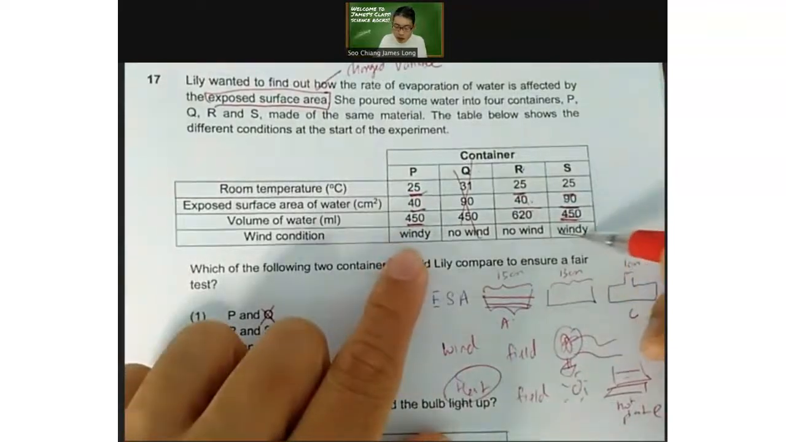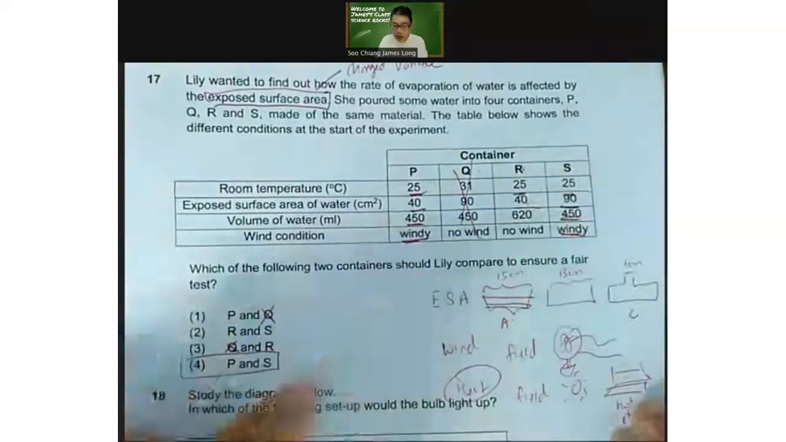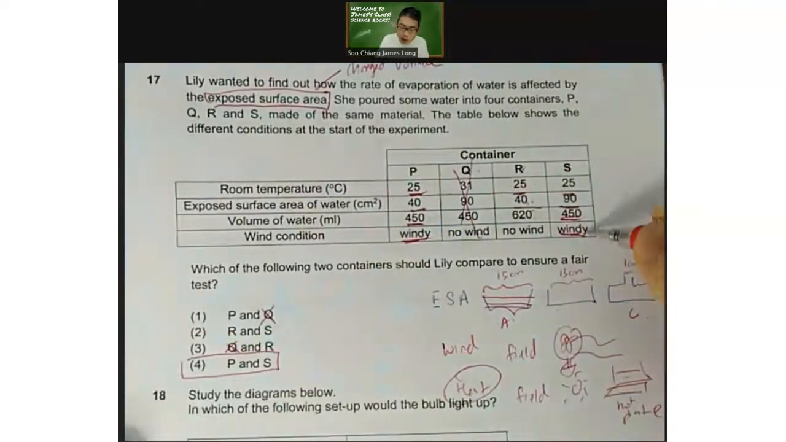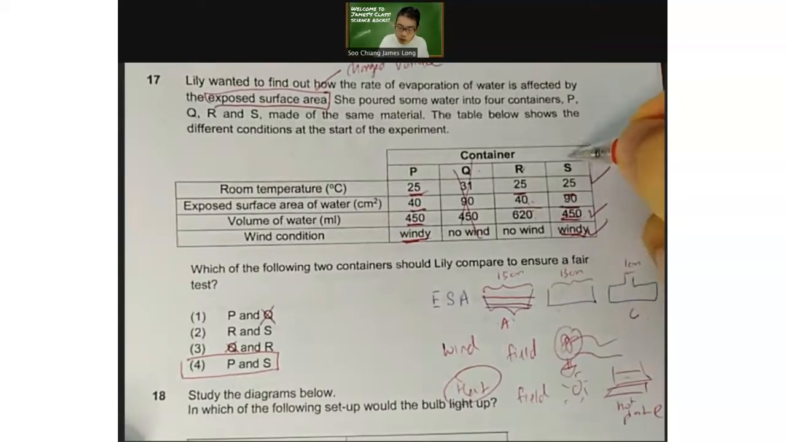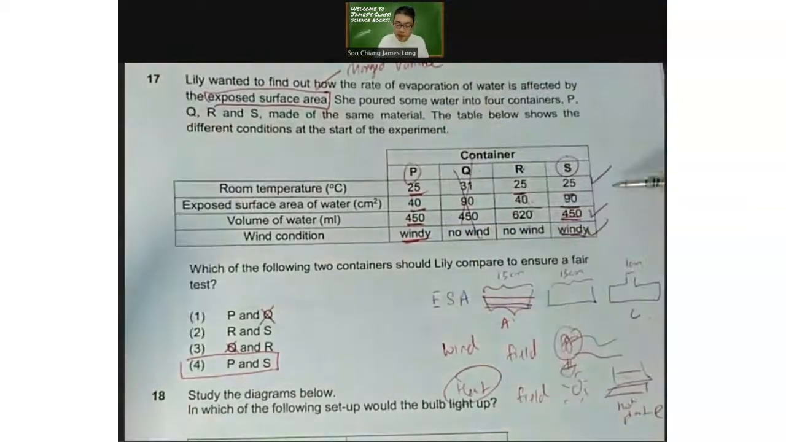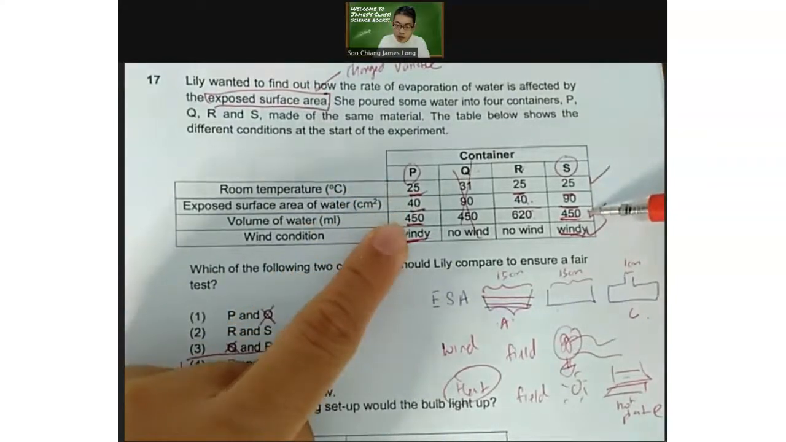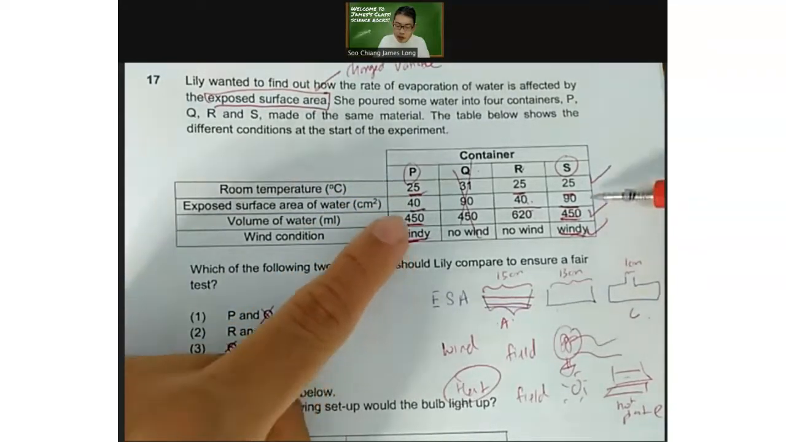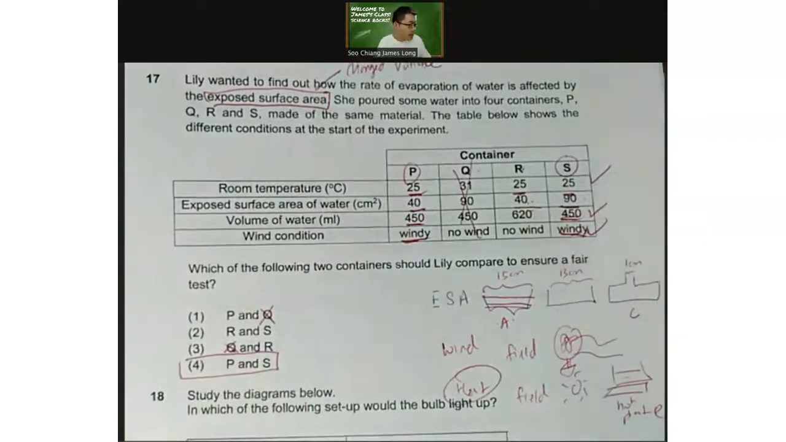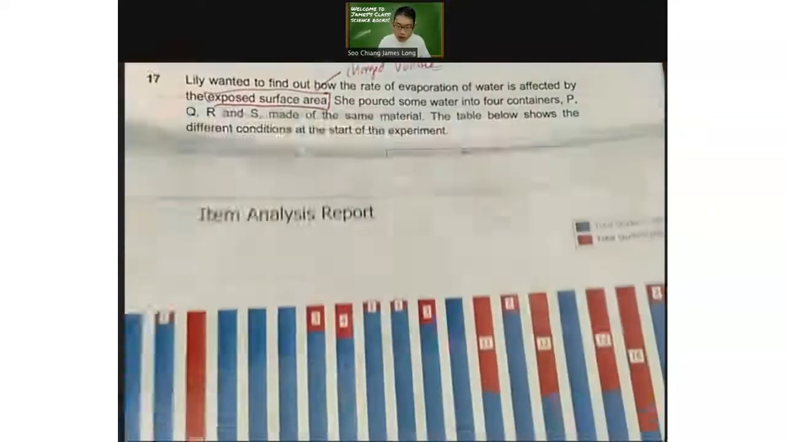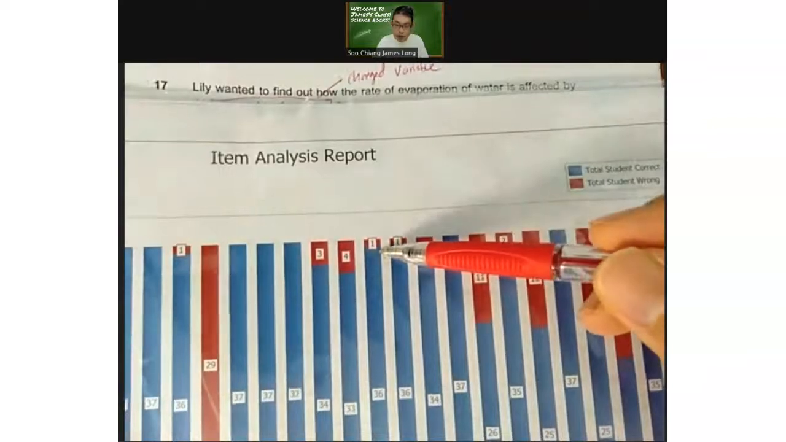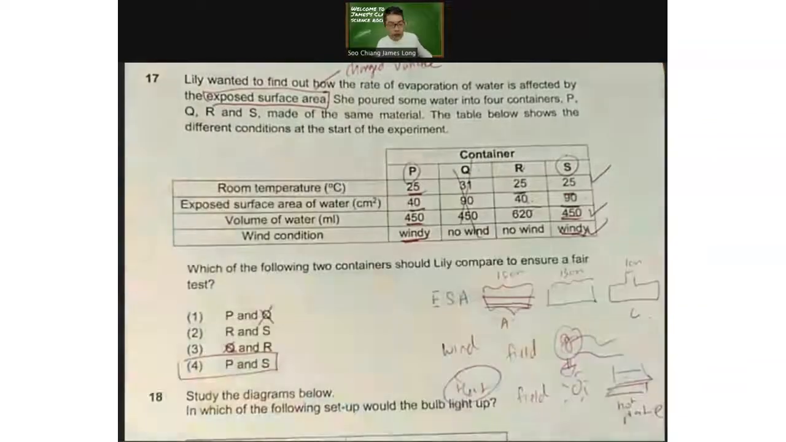Same wind condition, windy, windy. Same wind condition. Same volume of water. Alright, same room temperature between P and S. Same room temperature, same volume of water, same wind condition. Only difference is exposed surface area is different. So did everybody get it right for question 17 from my class here? Everyone except one of you, okay? This person. Going to find out what's wrong with your understanding, alright?